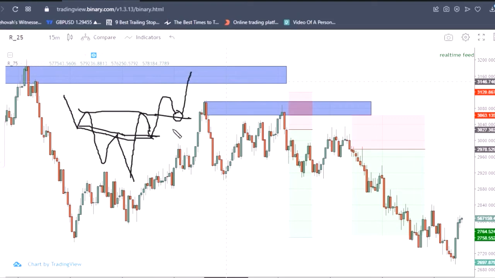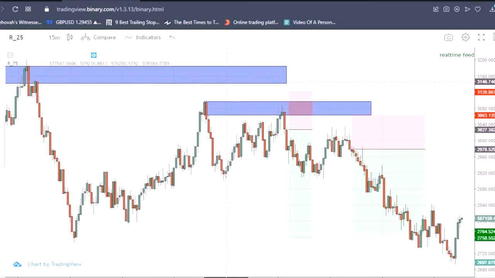Otherwise, when I do my analysis, I always have a bias in mind, and when I have that bias, I wait for setups to form. When the setups form, then I enter into a trade. So yeah, that was the analysis, guys. Nothing fancy to it. Other than that, it was a very simple analysis.